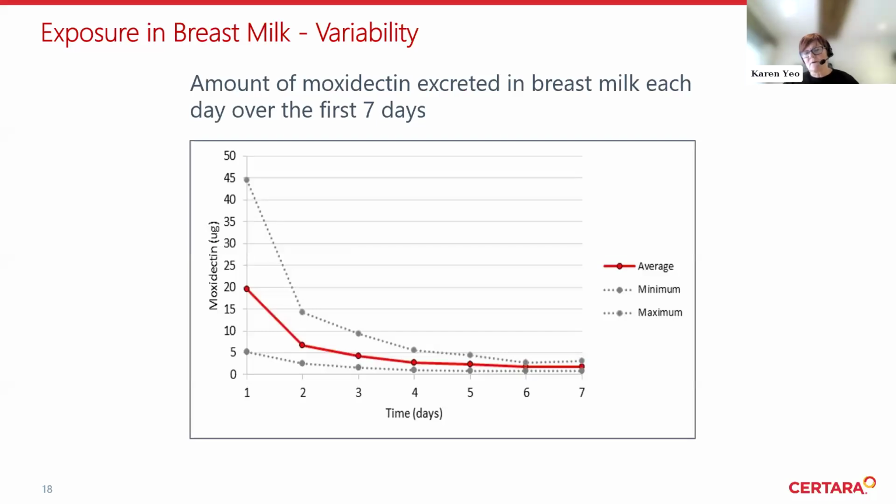So what we ended up doing was using the clinical lactation data to calculate the amount of moxidectin actually excreted in breast milk each day over the first 7 days. And what we wanted to do as well is have a look at the inter-individual variability. So we're saying on average about 20 on the first day, that's micrograms. But in actual fact, you can see that the spread ranges from about 5 up to about 45 micrograms. And that's something that we can actually address in the simulations.